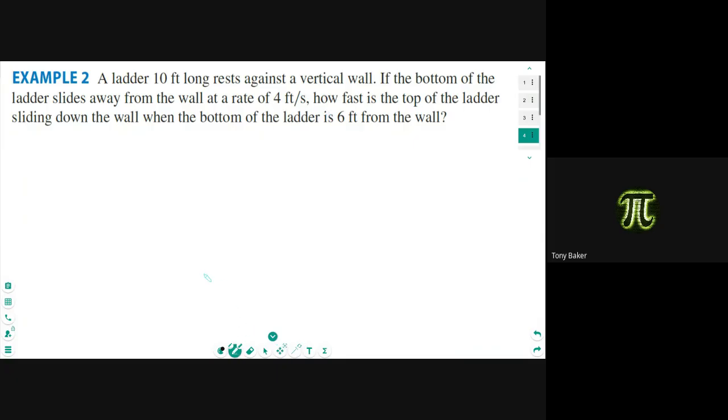The fear of every person who ever works on a ladder. How fast are you falling to the ground?